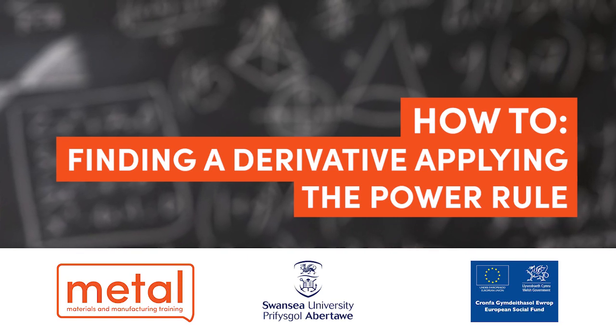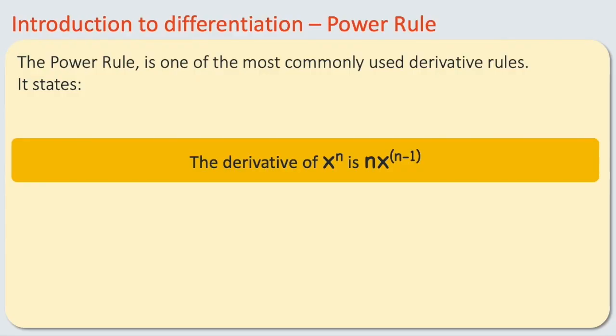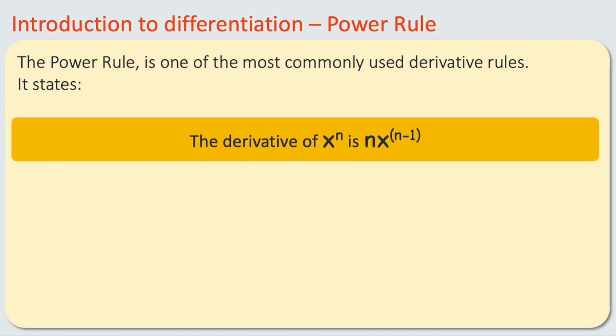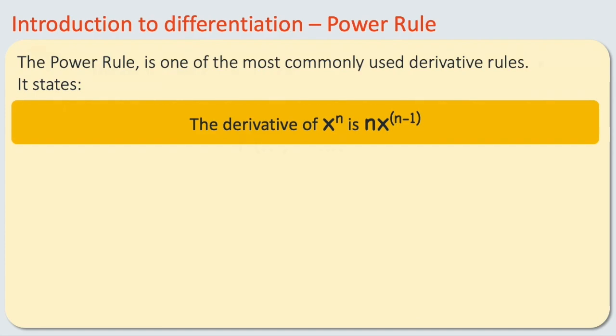Introduction to differentiation. The power rule is one of the most commonly used derivative rules. It states the derivative of x to the power of n is n multiplied by x raised to the power of (n minus 1).